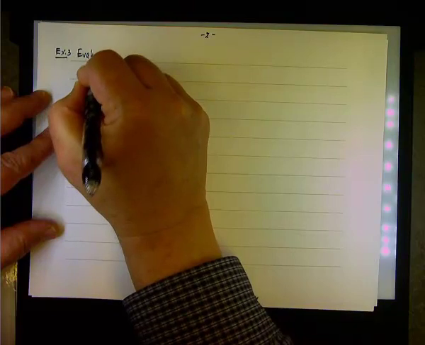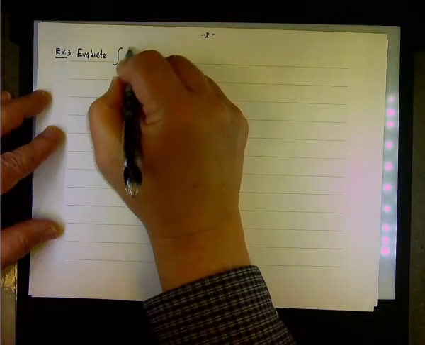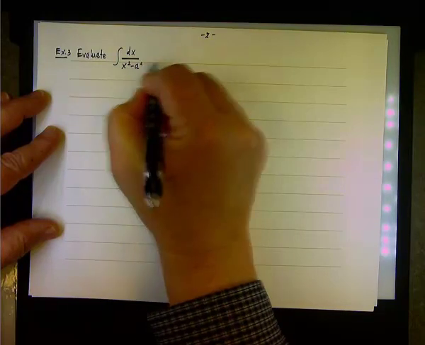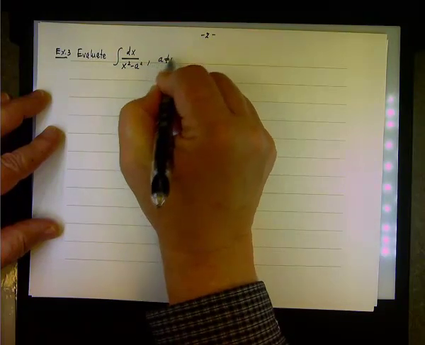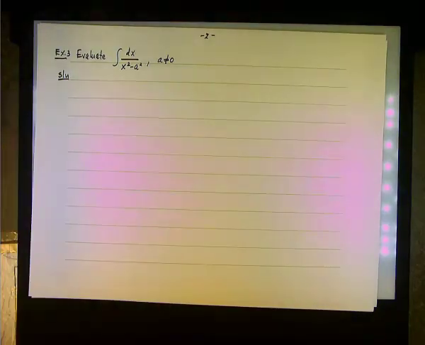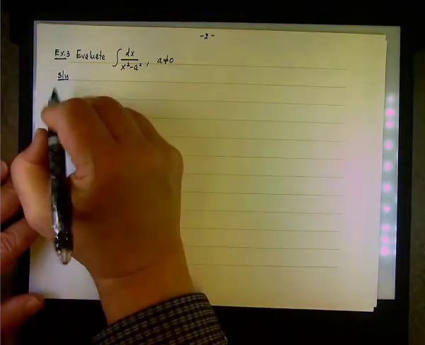We want to evaluate the following. So this is some sort of generic denominator, x squared minus a squared. Recall that x squared minus a squared can be factored as x minus a times x plus a.